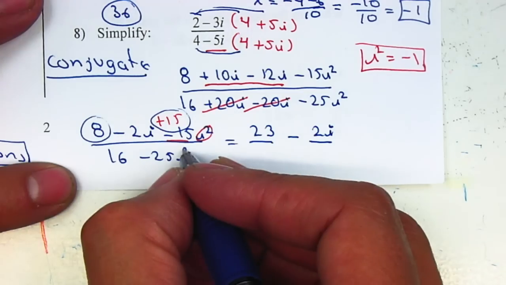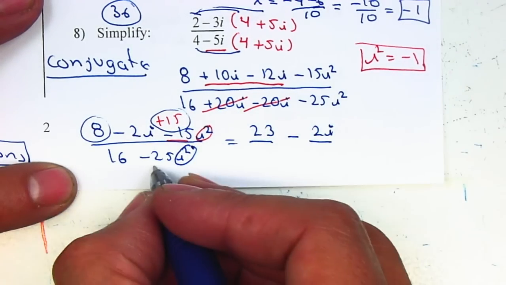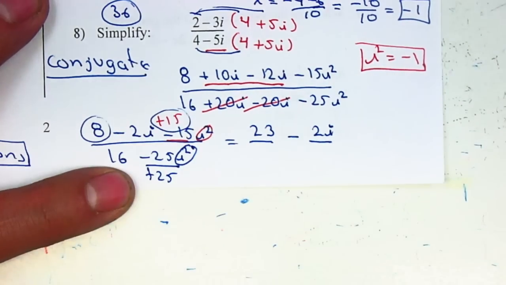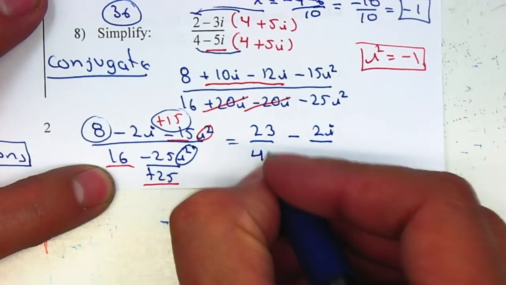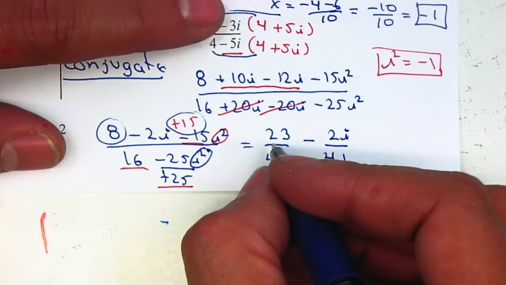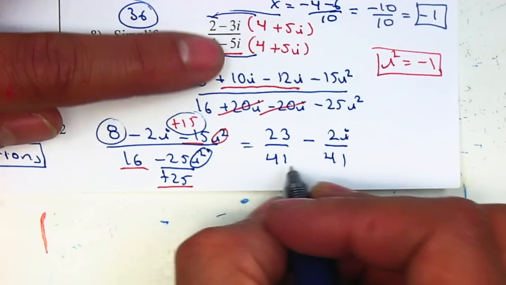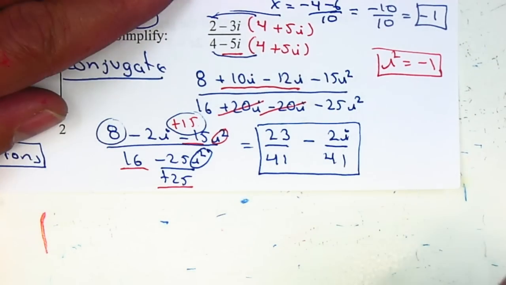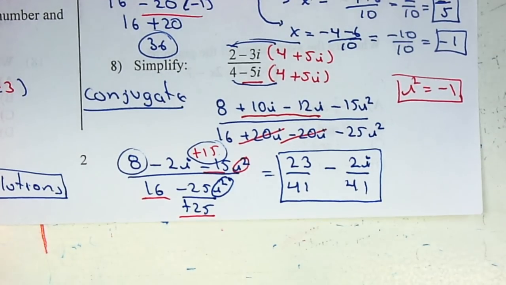I'm going to do the same thing. This becomes i squared, which is negative 1, times negative 25, becomes positive 25. And I'll combine 16 plus 25 becomes 41. And because it cannot be reduced, is there a number that divides 23 and 41? 23 is a prime number. 41 happens to be a prime number as well. We cannot reduce it. And that'll be our answer. Let's continue to the back side.